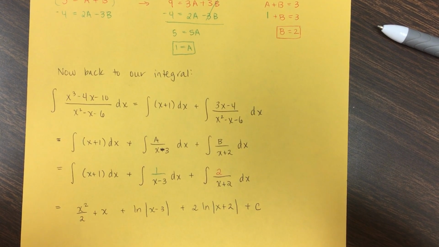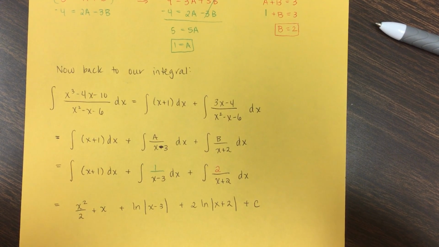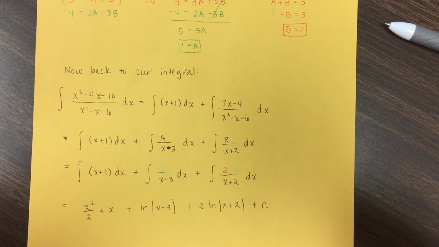So my first integral integrates using the power rule to x squared over 2 plus x. My second one is a natural log, as is my third one with the coefficient 2. And so that's how we get our final solution.